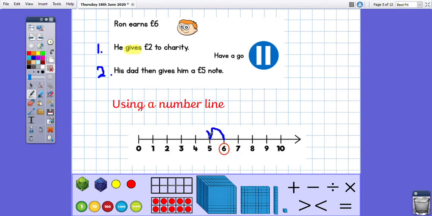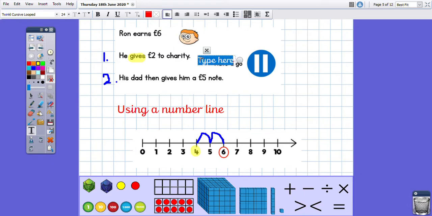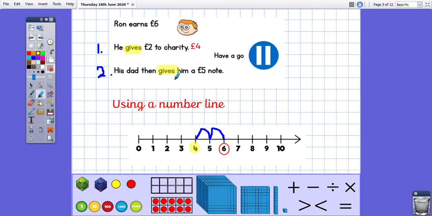So 1, 2. So Ron has now got £4. So I'm going to make a note of that here. So after he's given £2 to charity, he's got £4. But then his dad gives him a £5 note. So if he gives him a £5, that's adding to his total. So what we can do is from here, we need to add 5. So 1, 2, 3, 4, 5.